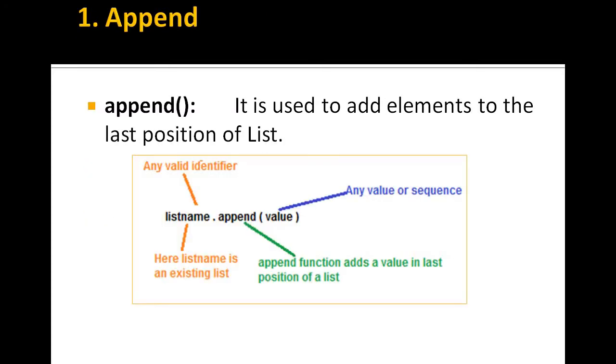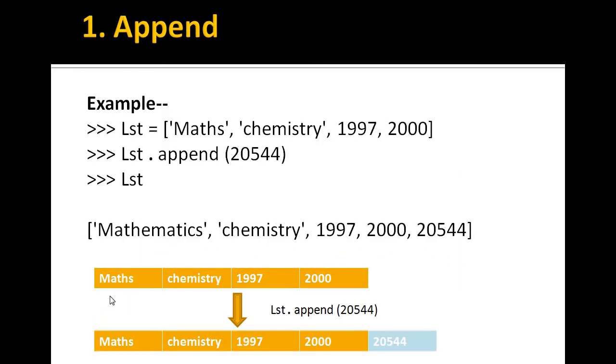The first method we study is append. This method is used to add one object or value at the end of the list. So when you run this method, the object will be added at the end of the list.